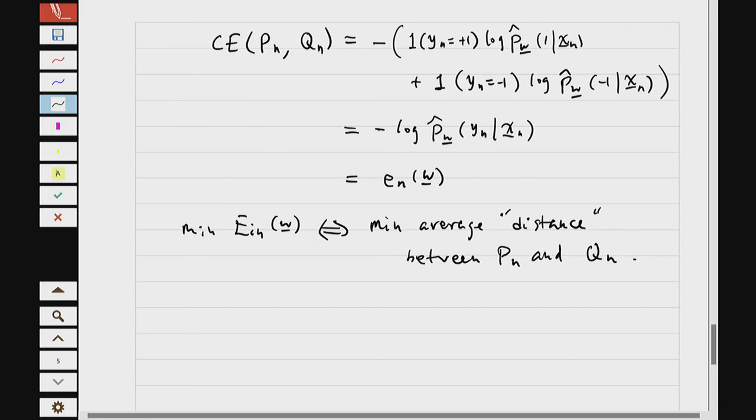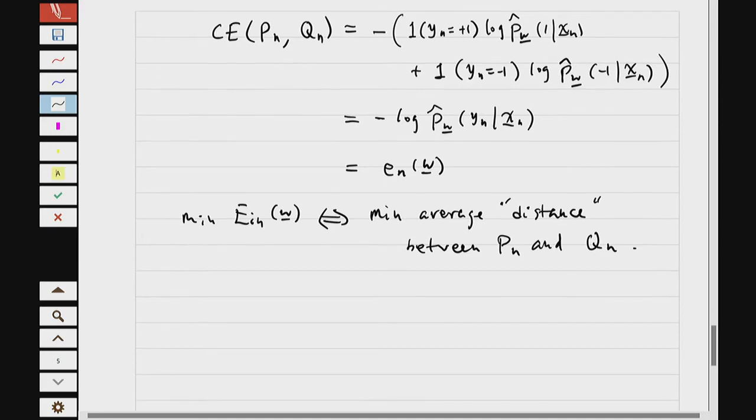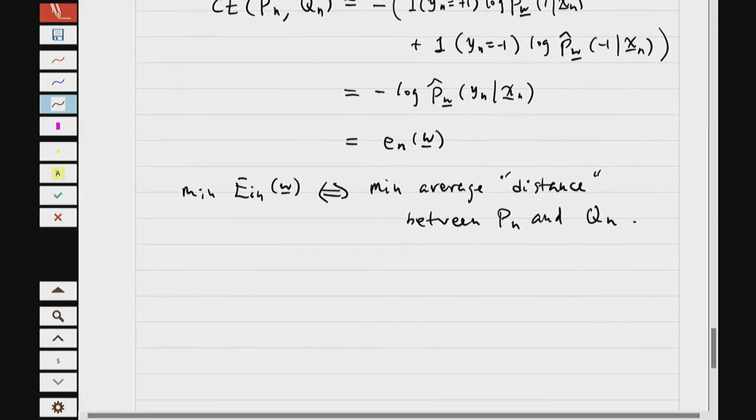Yeah, over the set of data points, which clearly makes sense to us. Yeah, that's what we're going to do.